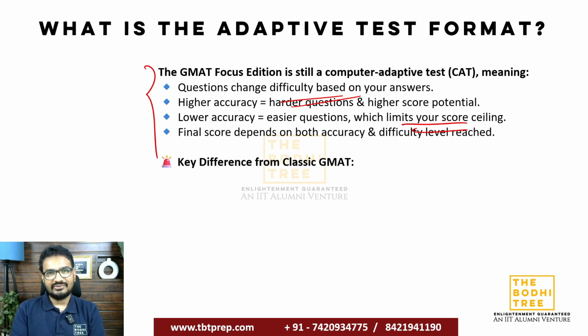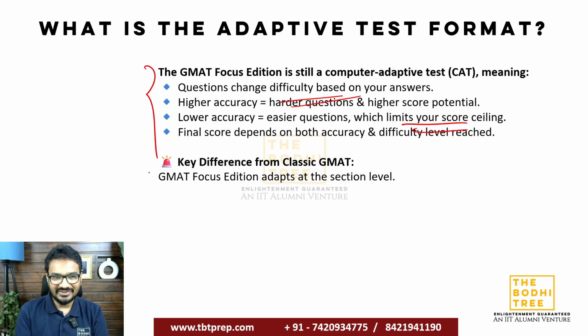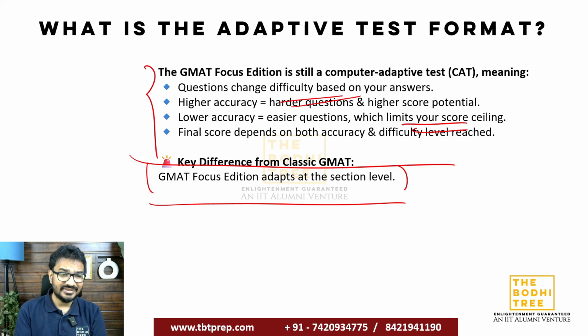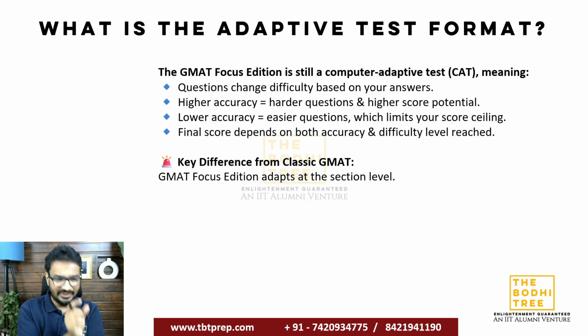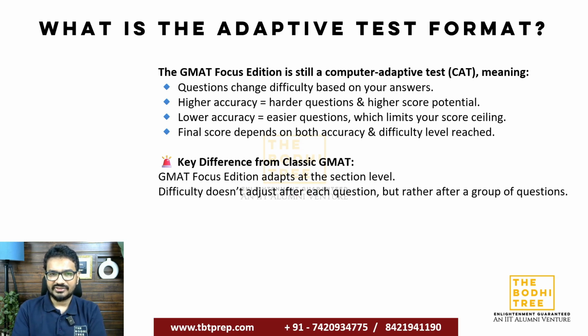Key differences. What is the difference between the old GMAT and the GMAT Focus Edition adaptive test? The GMAT Focus Edition adapts at section level. This is the key difference. It adapts at the section level and not at the question. For each question it does not adapt. It adapts for the group of questions, right? Difficulty doesn't adjust after each question but rather after a group of questions.